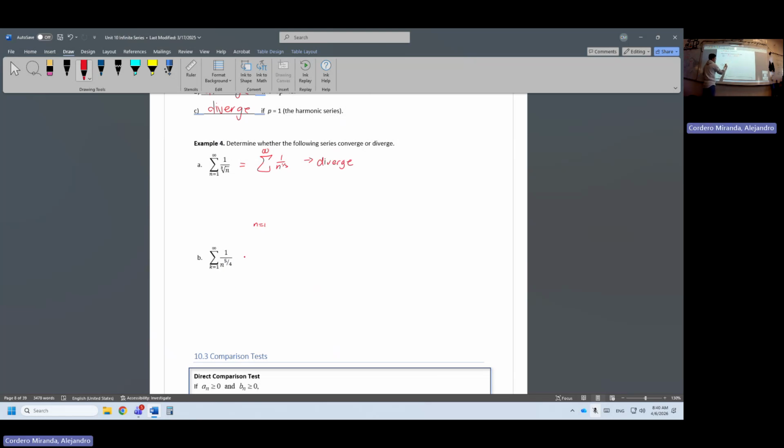Whereas this one, you don't even have to rewrite. What's that one going to do? Okay, because P is bigger than 1, it converges. All right, cool. All right, 4 minutes. It's worth it.